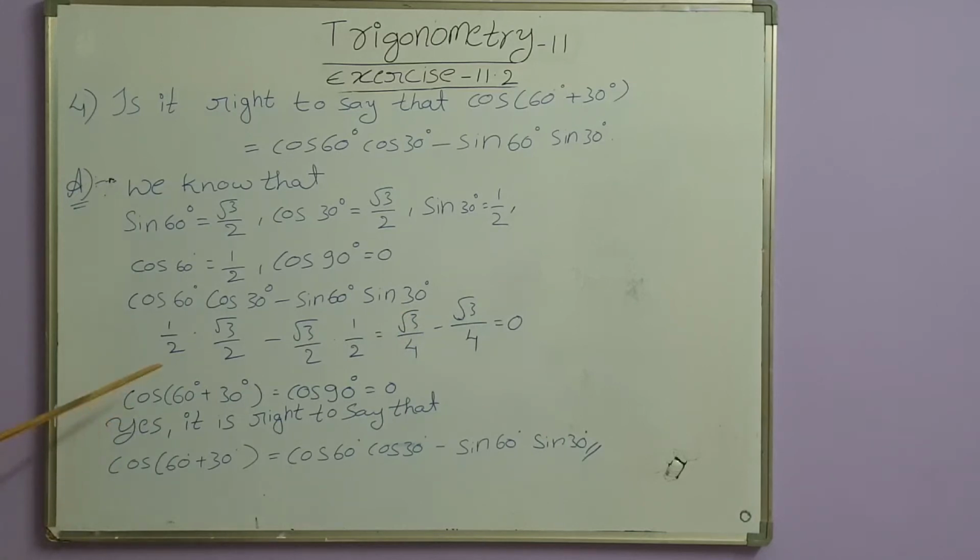Next, cos of 60 degrees plus 30 degrees is cos 90 degrees. What is the value of cos 90 degrees? It is 0. Yes, it is right to say that cos of 60 degrees plus 30 degrees is cos 60 degrees into cos 30 degrees minus sin 60 degrees into sin 30 degrees. Write it like this.